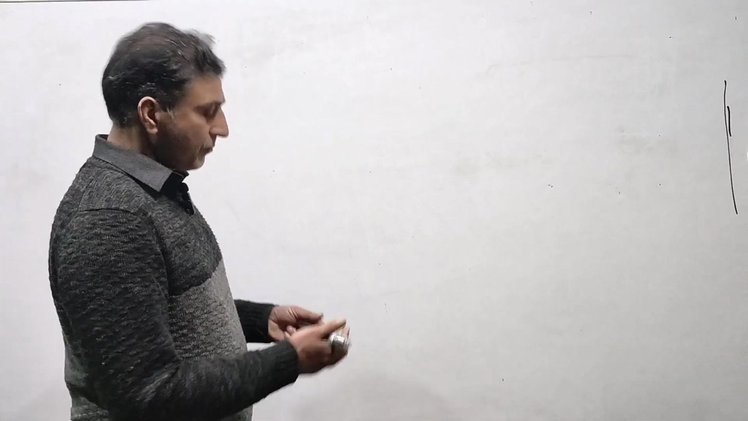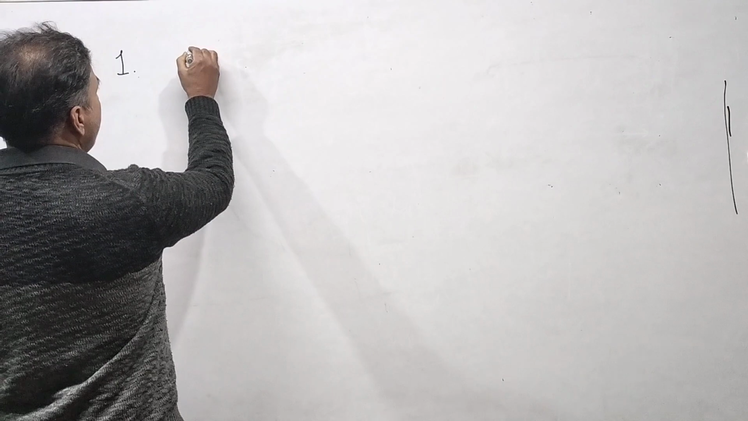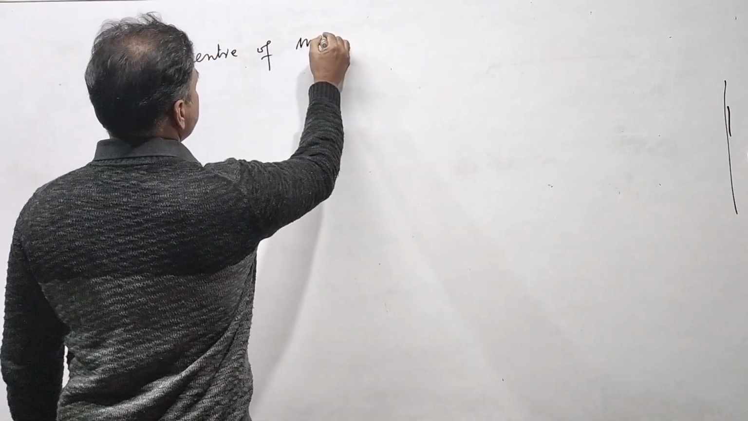Okay, in the first lecture on rotational dynamics, I will start with center of mass, because in rotational dynamics, center of mass is a very important concept. Once we understand the center of mass concept, then we can go ahead with rotational dynamics. This is very basic. So, number one, center of mass concept.